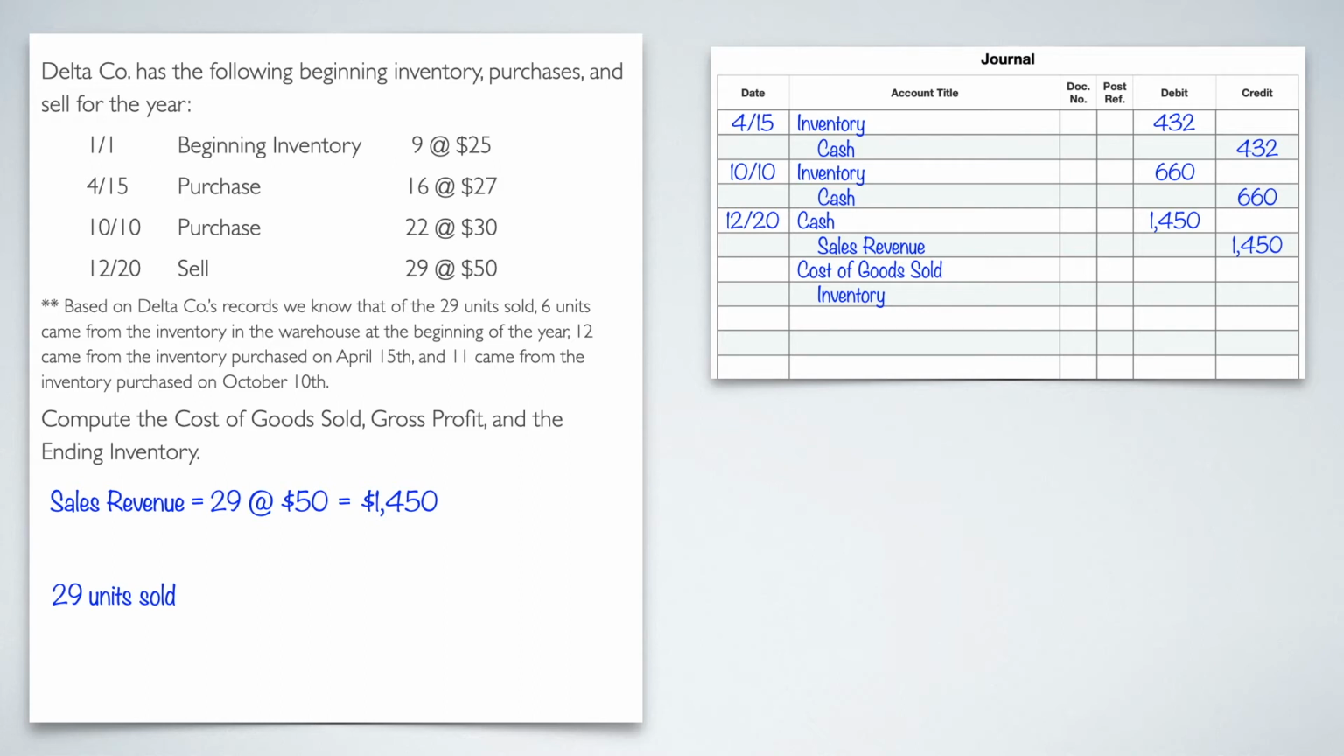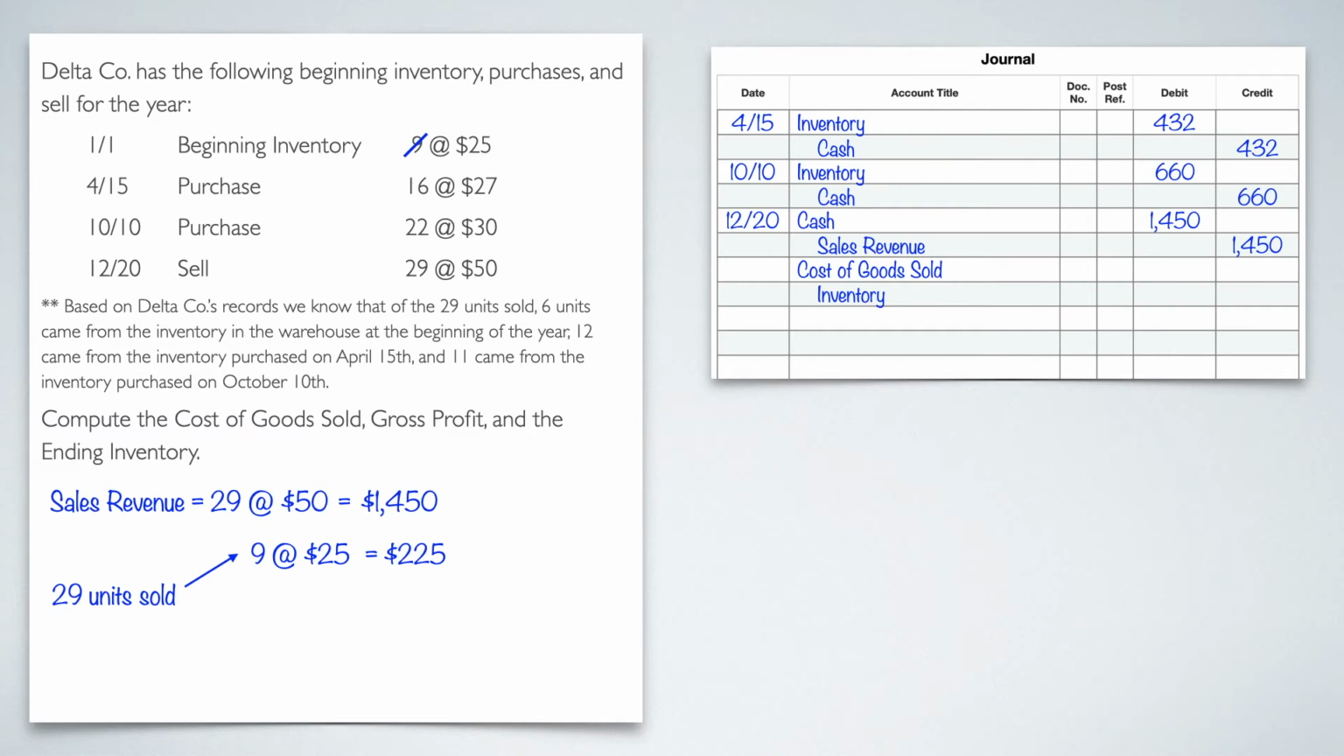So if I have to expense 29 of them, then the first place I'm going to look is the very first place that I had some, which is the beginning inventory. And I'm going to take all 9 of those. So 9 at $25, that's going to give me $225. And again, just like I did with the specific identification, I'm going to put a little slash through the 9. The only difference is I don't have any more of those because I've used all 9 of them.